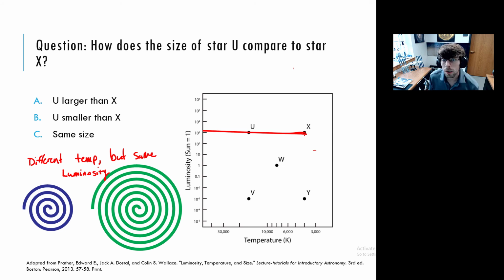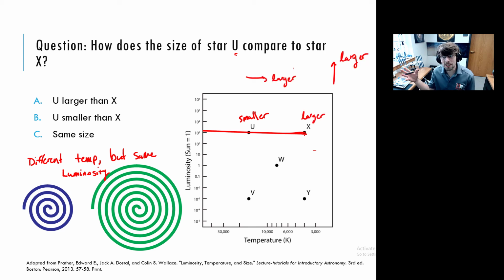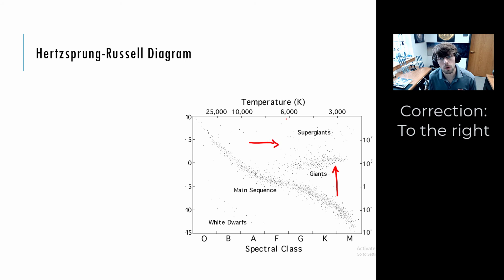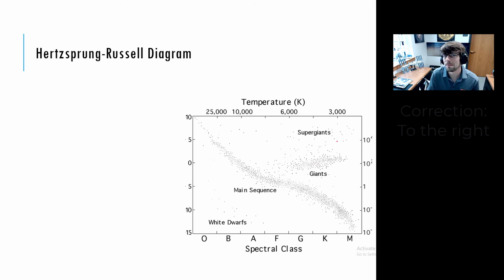So, how does the size of star U compare to star X? U must be physically smaller, and X must be physically larger. Boom, we're done. We now have an idea of why, as we go up and to the left in the HR diagram, we label stars in that region giants and supergiants.